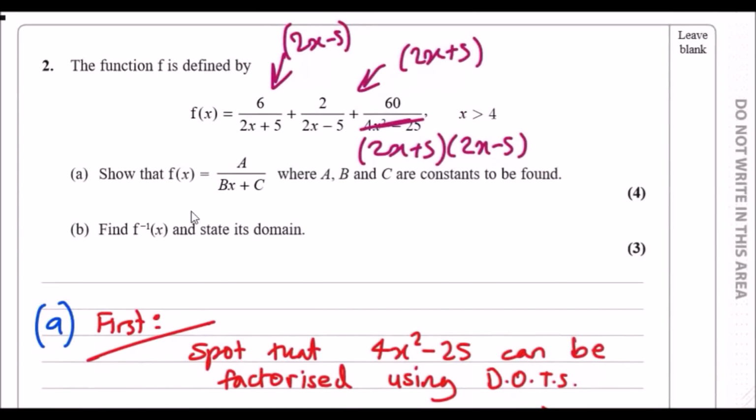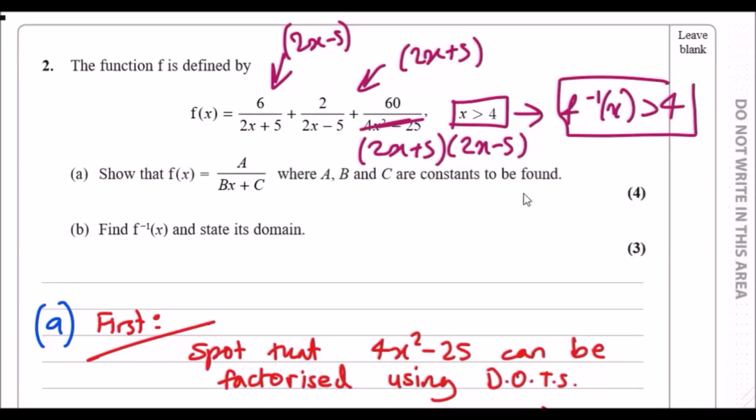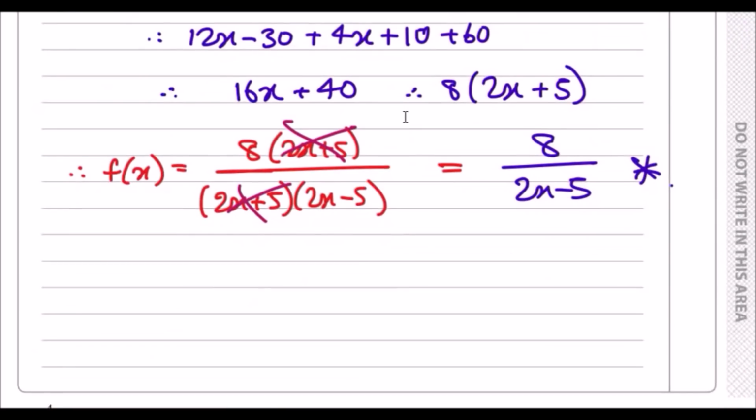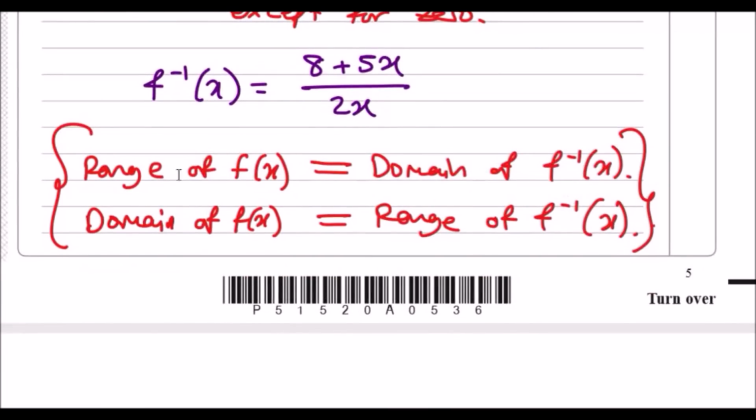Now, let's look at part b, yeah? So find the inverse function and state its domain. Now, quick tip here. The domain and range of an inverse function is actually the opposite of the regular function. For example, here we see that the domain of the regular f is x greater than 4. This implies that the range of the inverse function is also bigger than 4. So domain of function equals range of inverse function. So this is something useful: the range of f(x) equals the domain of the inverse of f(x), whereas the domain of f(x) equals the range of the inverse. So a very useful tip.